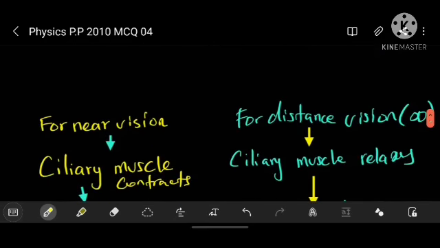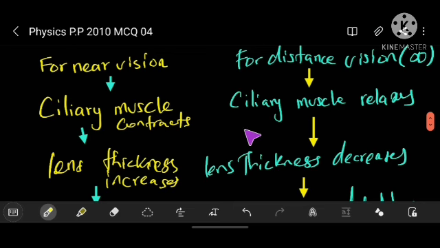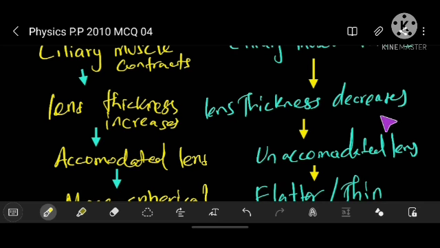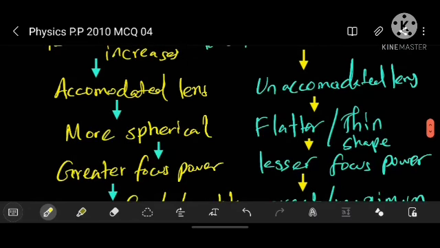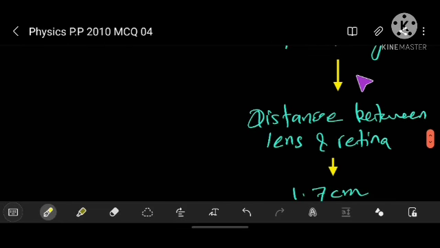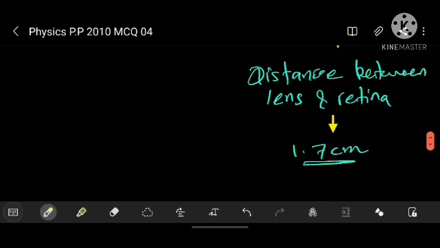For distance vision, normally distance vision is usually at infinity. So the ciliary muscle relaxes, so the lens thickness decreases. This is what we call the unaccommodated lens. So it looks flatter, in a thin shape. So lesser focus power means greater focal length. So the greater focal length is the distance between the lens and the retina. So that is 1.7 centimeter.